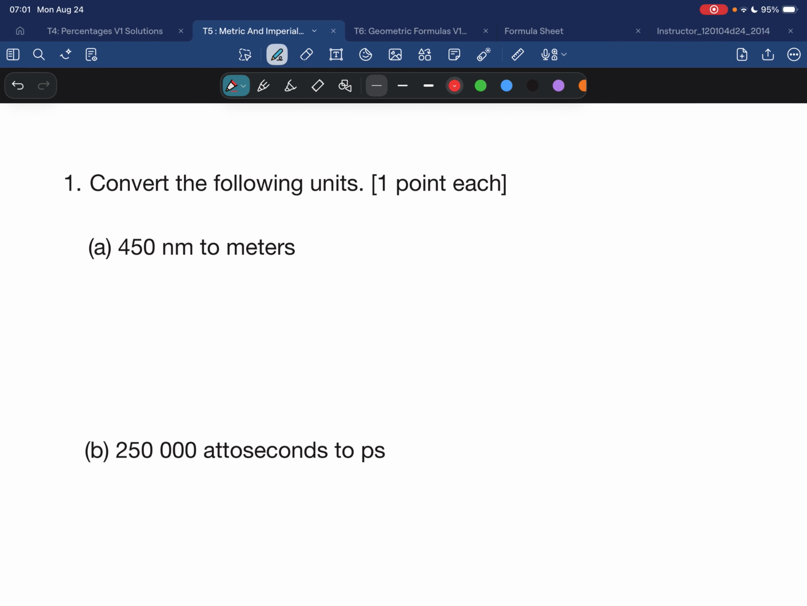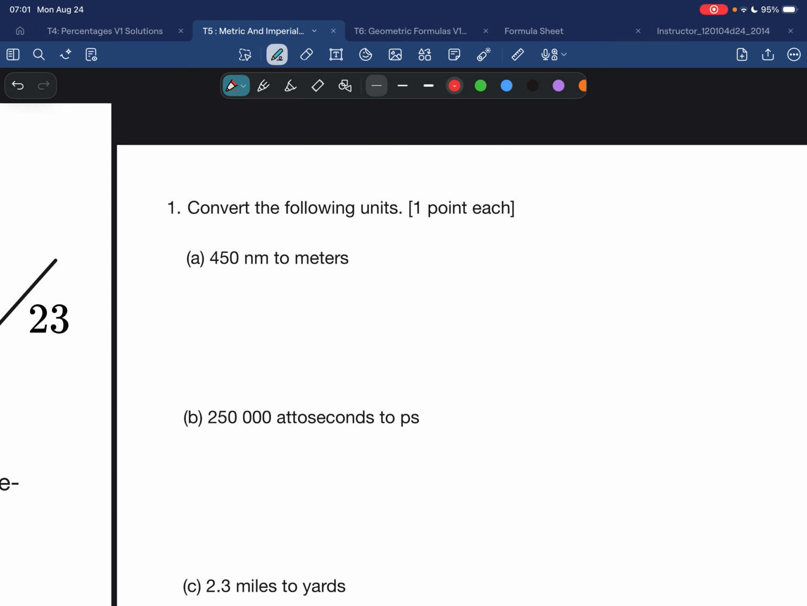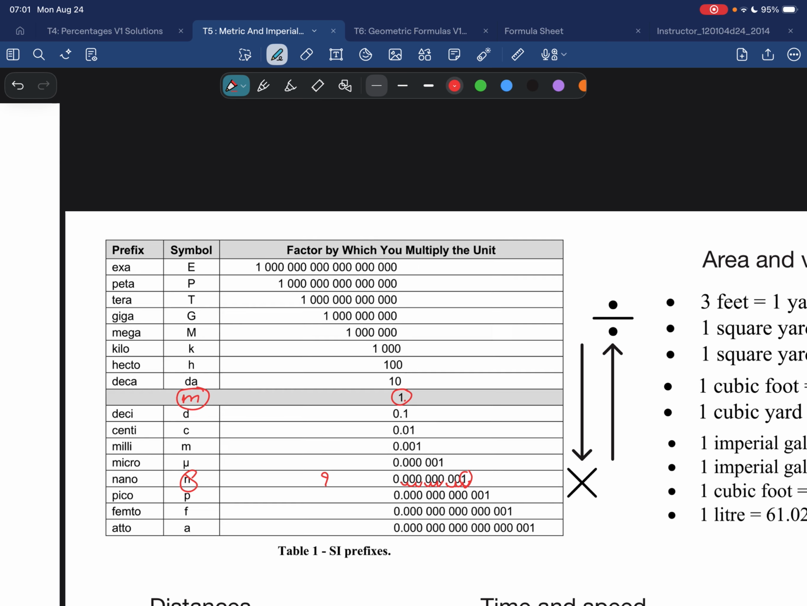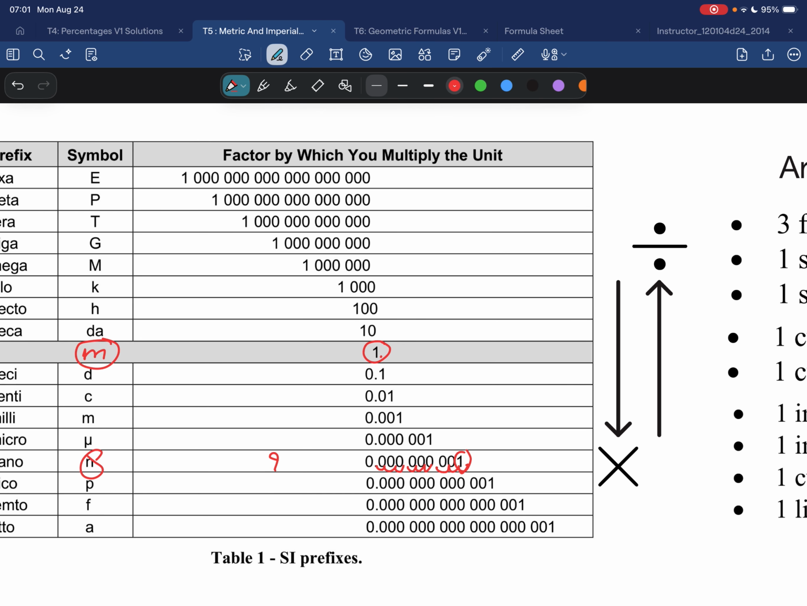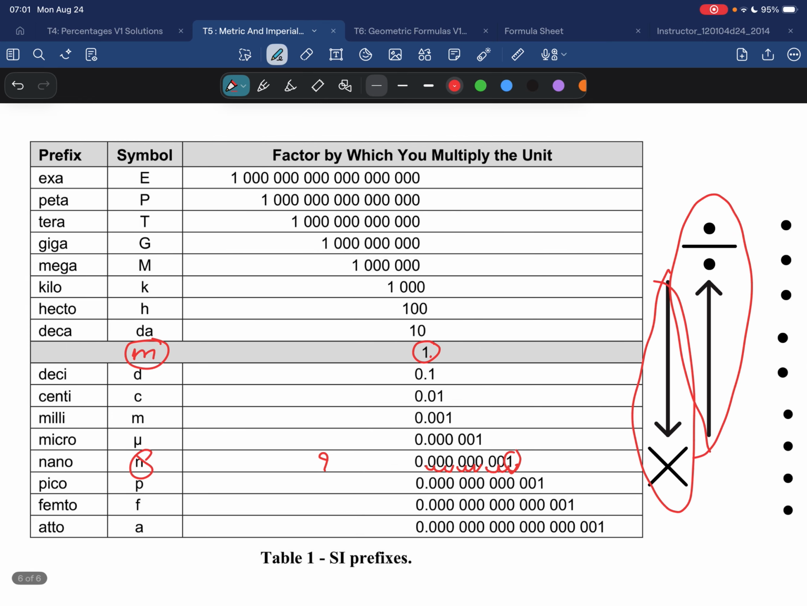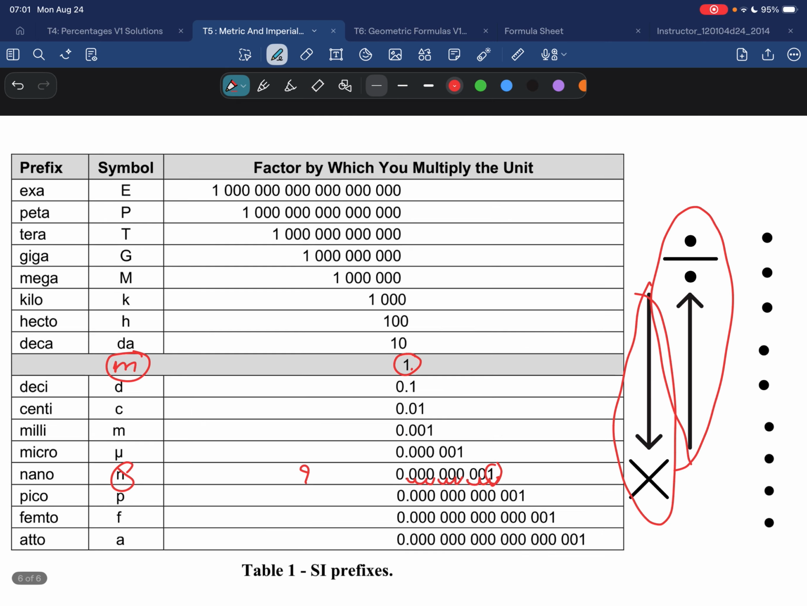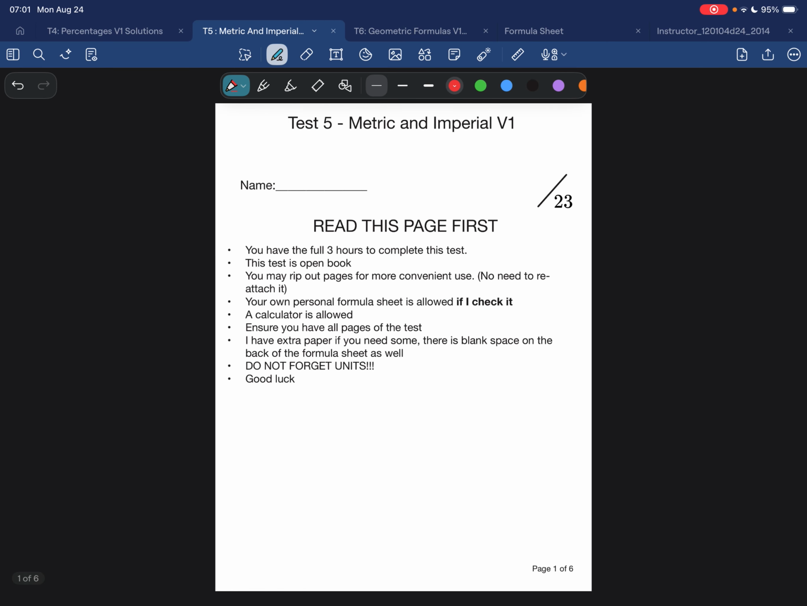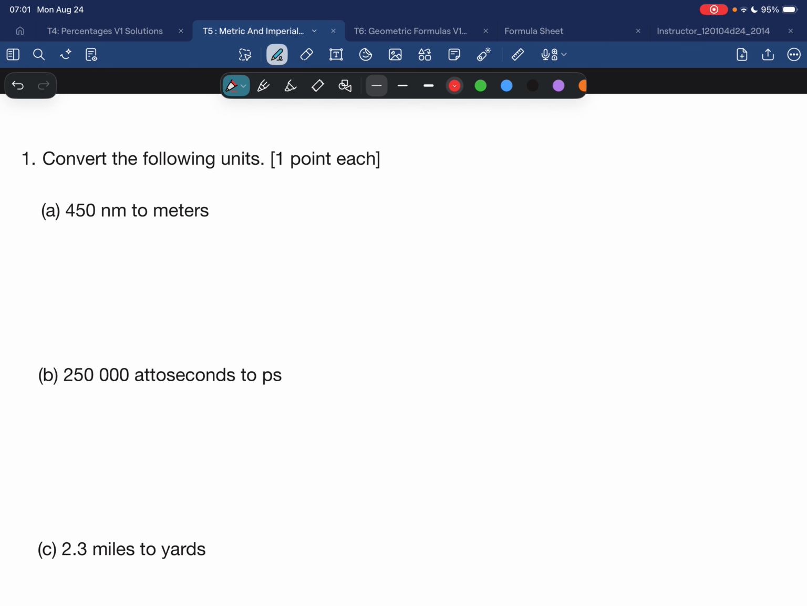So I know I need to move the decimal point 9 places here. Do I move it to the left or the right though? Again, another trick looking back to our formula sheet. If we are going down the chart, we multiply. If we are going up the chart, we divide. Now we are given nano, we are going to meters, we are going up the chart, so we divide by a 1 with 9 zeros after it.